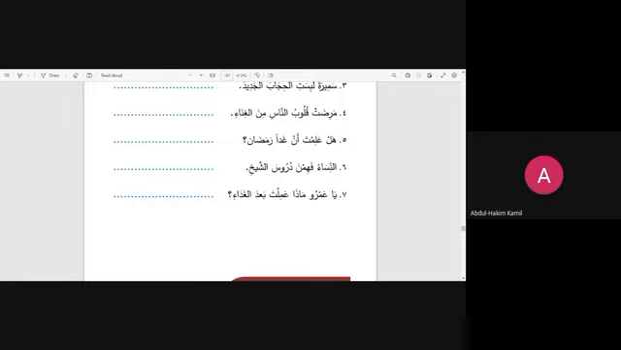Well, tomorrow is Dhul-Hijjah. Just before I forget, tomorrow is the first day of Dhul-Hijjah. And this is the time that we should try to increase some good deeds.